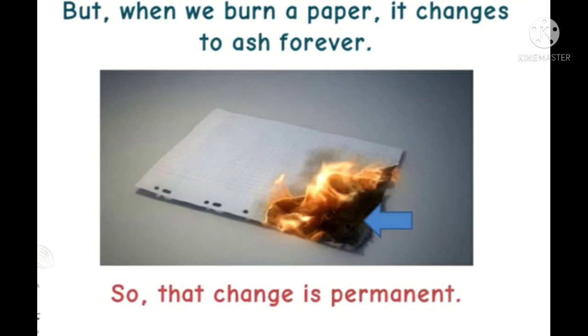Another example is burning of paper. When we burn a paper, it changes to ash forever. That means the change is permanent. It cannot be reversed. So this change is a chemical change.